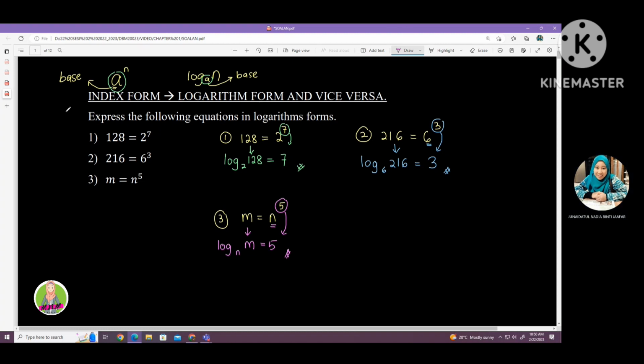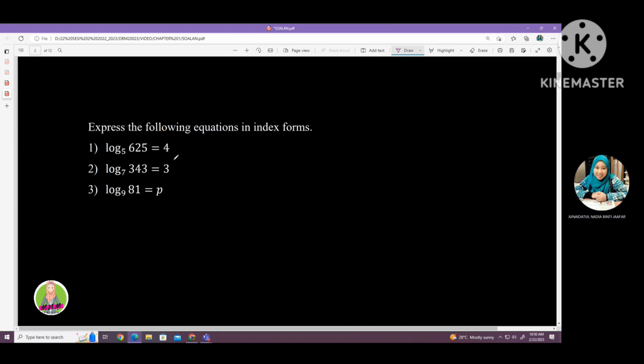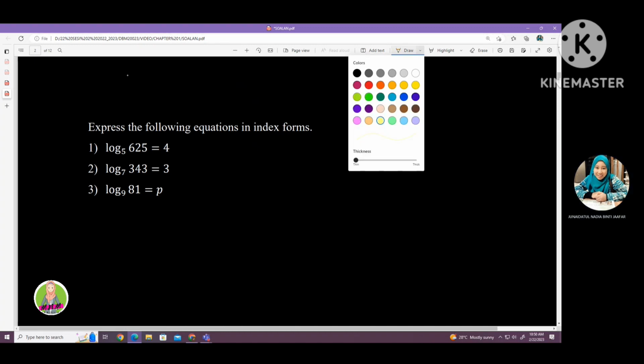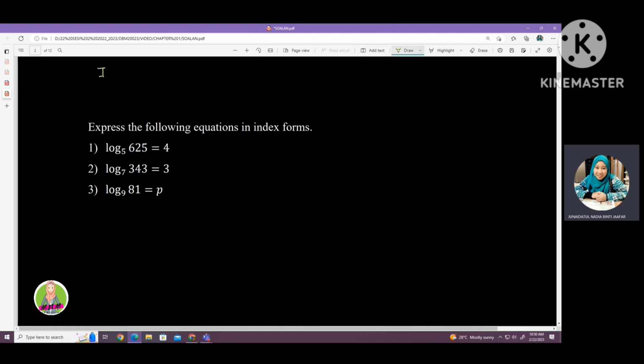Sekarang kita tengok, kalau soalan bagi dalam bentuk log, kita nak tukar kepada index form. Contoh soalan. Express the following equations in index form. Okay, saya tulis balik dekat sini. Index form bentuk dia macam ni, contohnya A to the power of N. Then log form, contohnya log N base A.